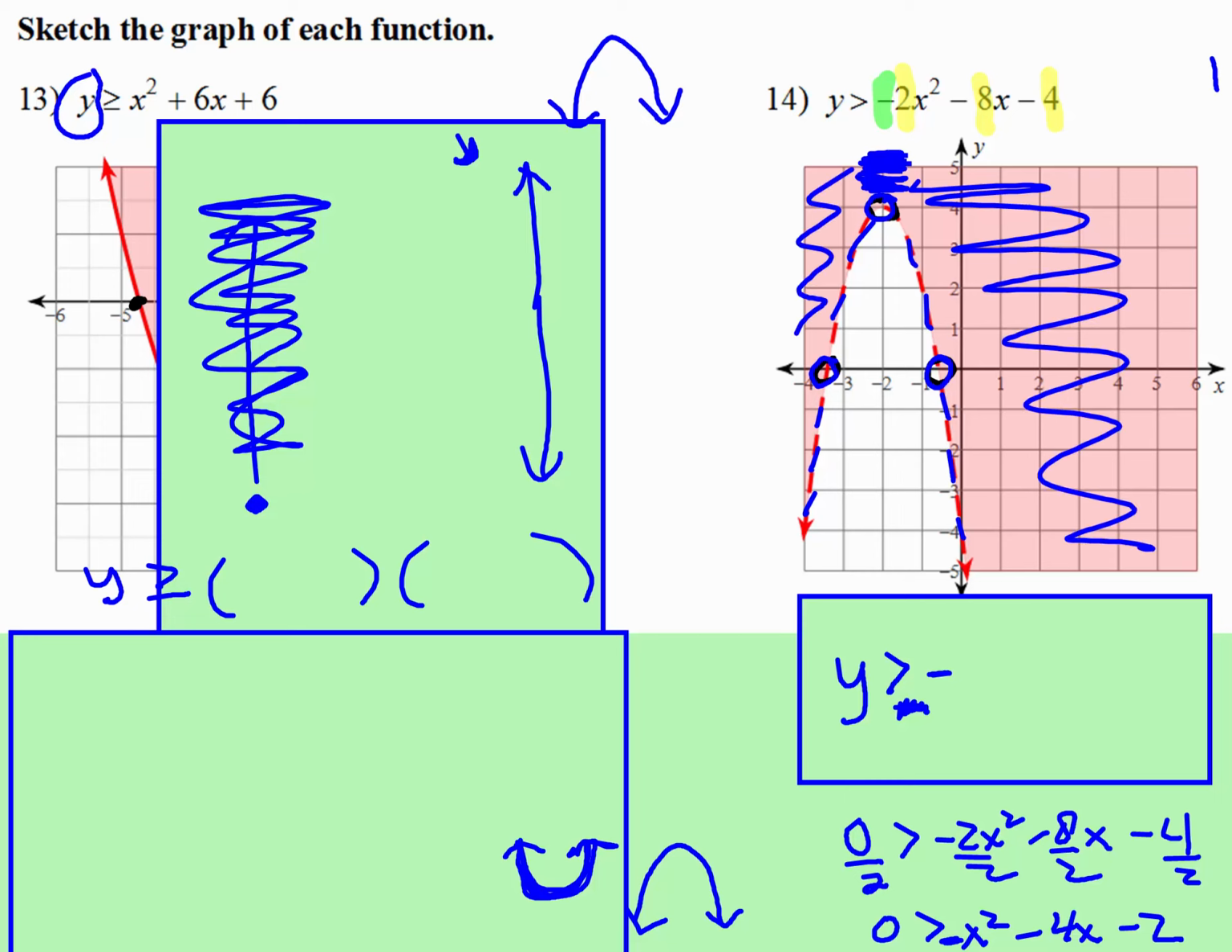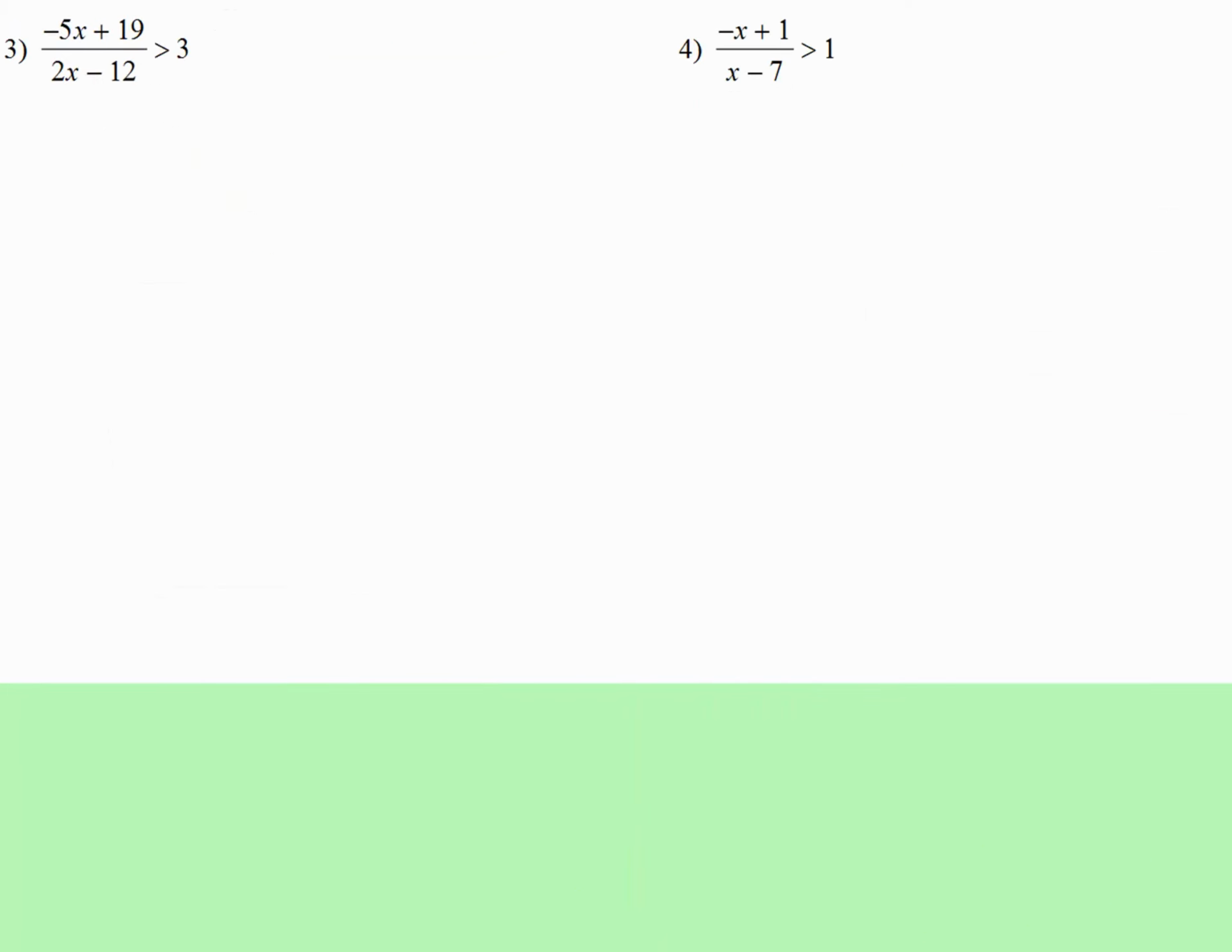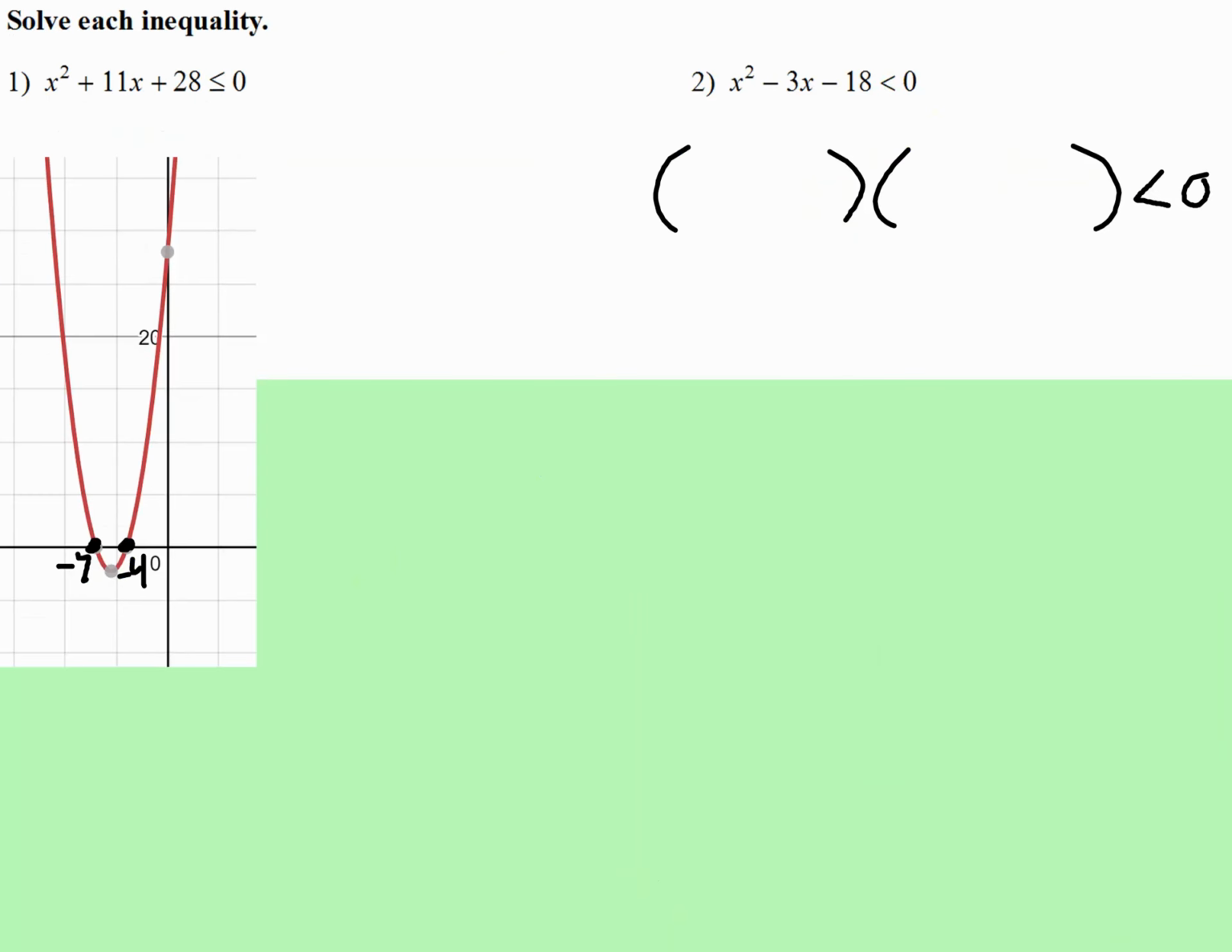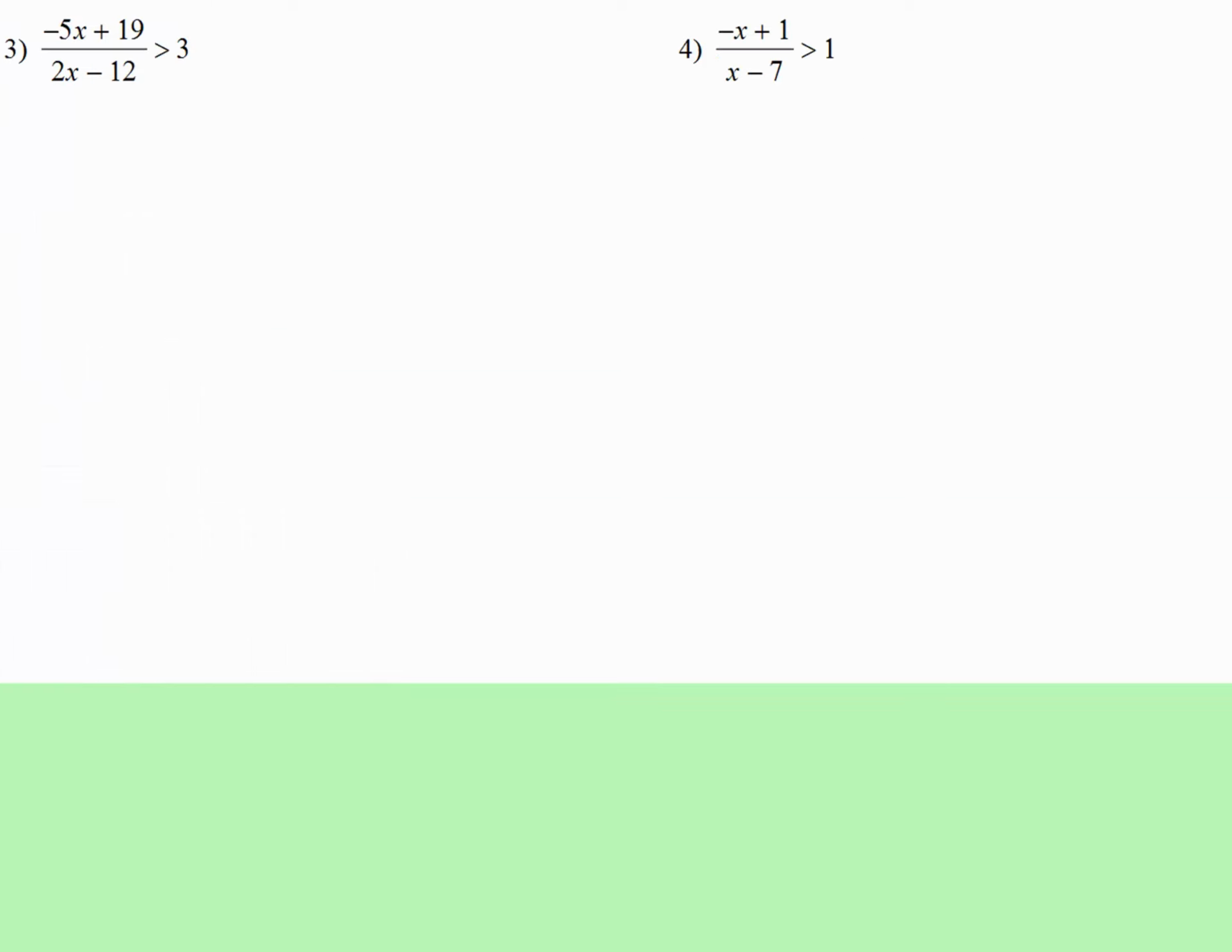All right, we're going to move on to rational, and I'm moving too quickly. Here's a little bit of a different one. Here you have an inequality, and this is a rational expression. So here is the ruling on this. I'm going to put a graph right there.